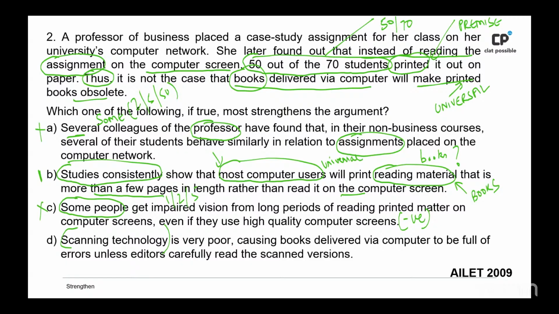तो प्रोसेस कुछ ऐसा होगा कि ये प्रिंटेड बुक है, right, and then you are scanning it, right, scan, and then it becomes a digital book, right? So this option says scanning technology is very poor.